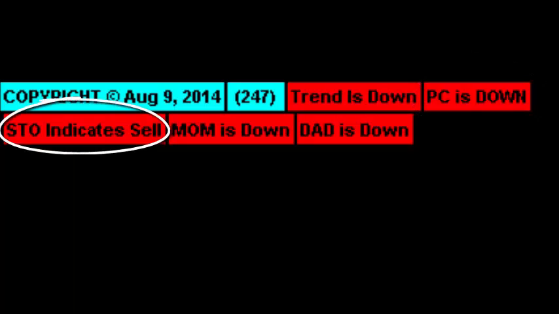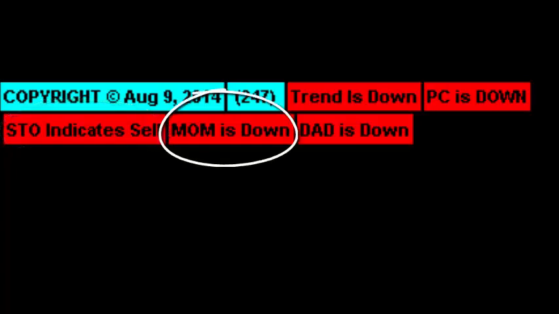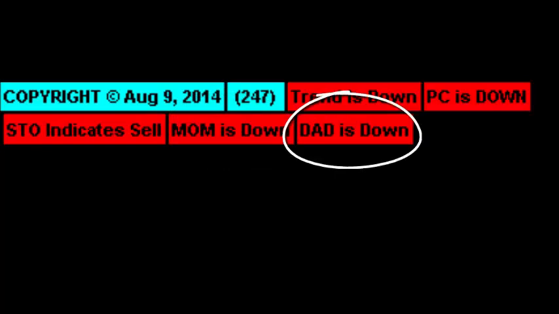Stochastic, of course, indicating a sell here. And that's pretty self-explanatory. And again, mom being down is self-explanatory. And again, with a red background, really, you can just look and see, oh, all 5 are red. And dad is down too, and therefore my energies are aligned to the downside.